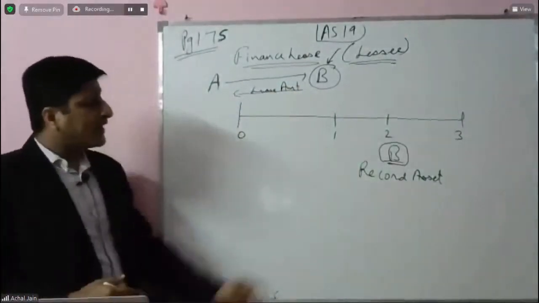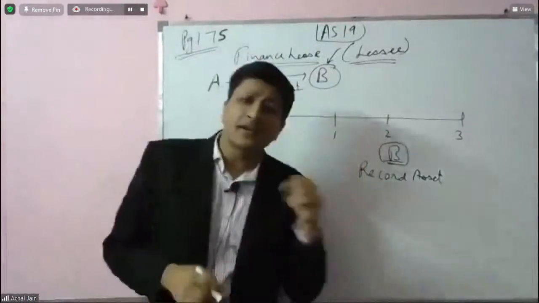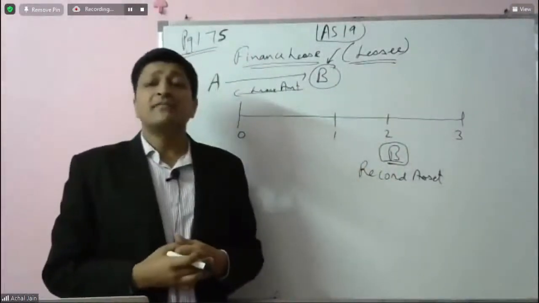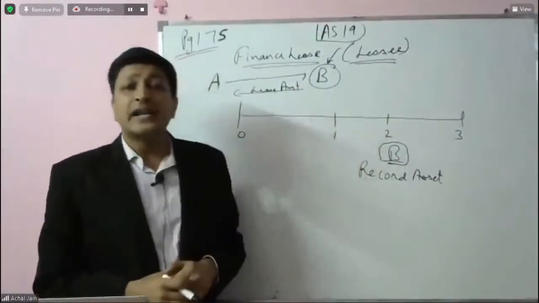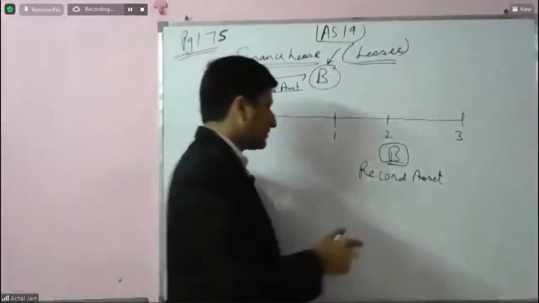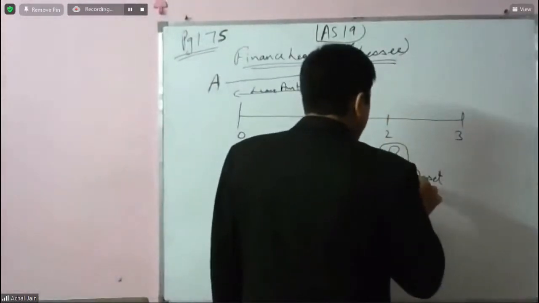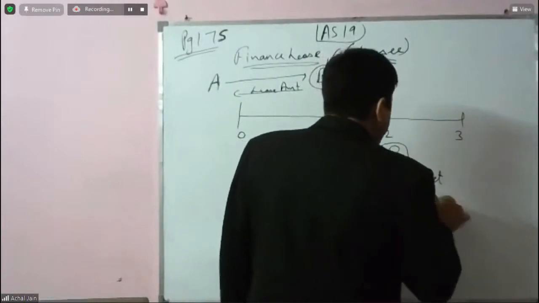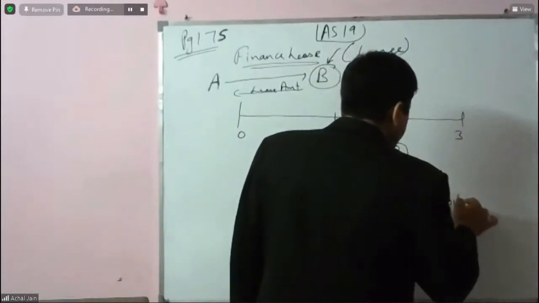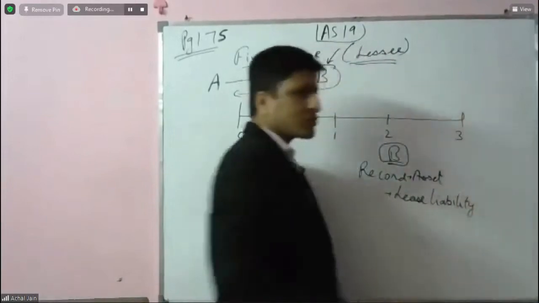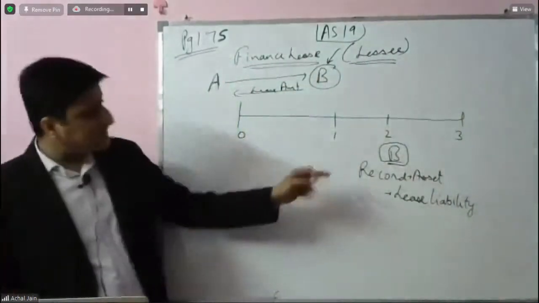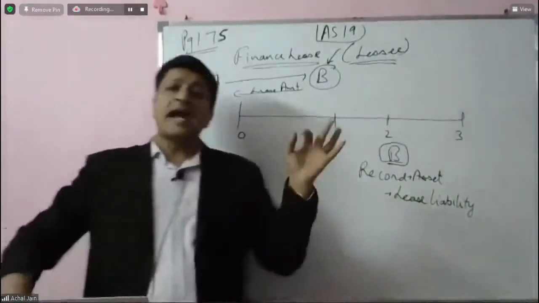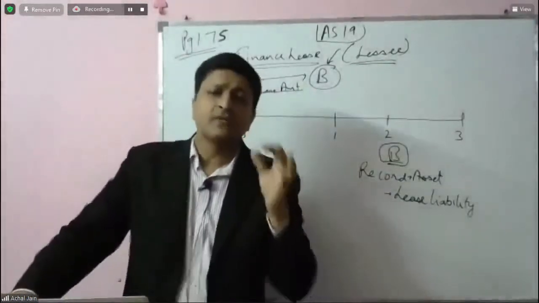So corresponding to this asset which B will record, B will also record a lease liability. So we will record asset, we will record lease liability in its books. And when will this recording be done? At the time of inception of the lease.